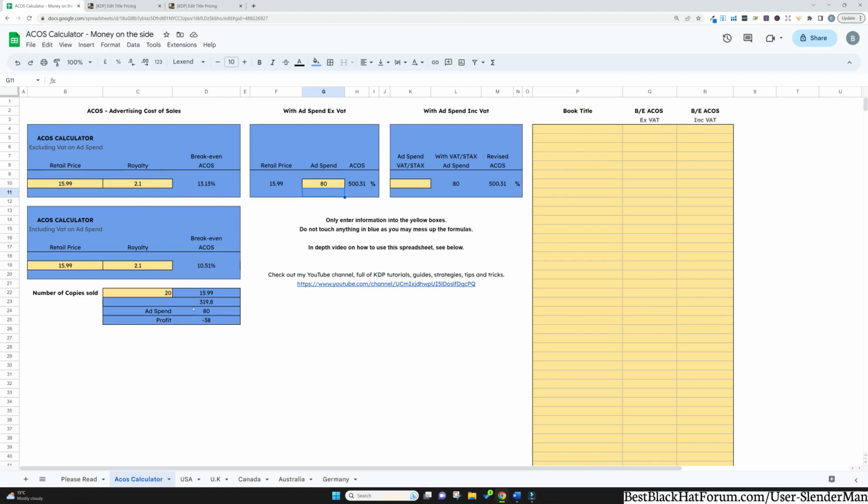So if we look down here, we can see that we have spent $80 on ads and sold 20 books, which would give us a loss of $38. Now, if you were unaware of this loss and kept up at this pace for a number of months, you could see how quick the losses would add up. The scary thing is, for this example, I haven't even included the tax that you may pay on top of this. Plus, some people spend way more than $80 a month on ads.